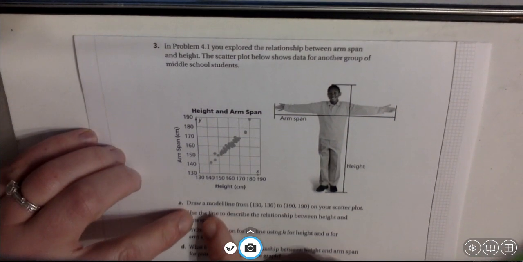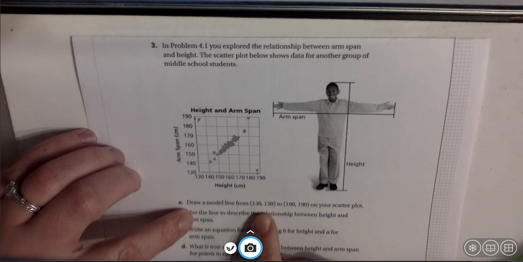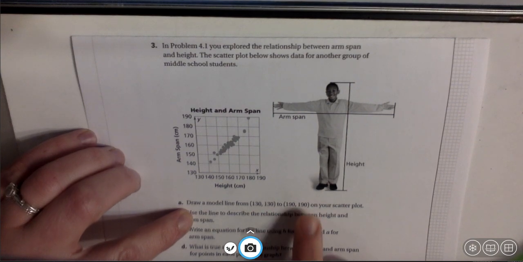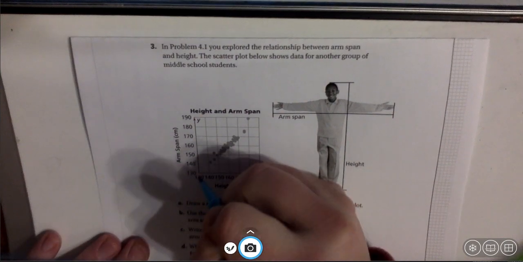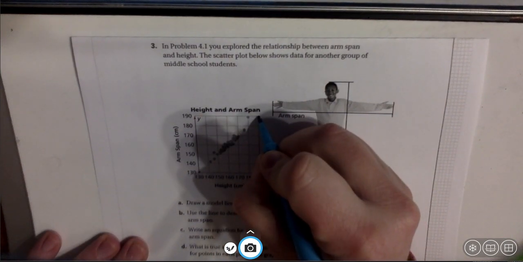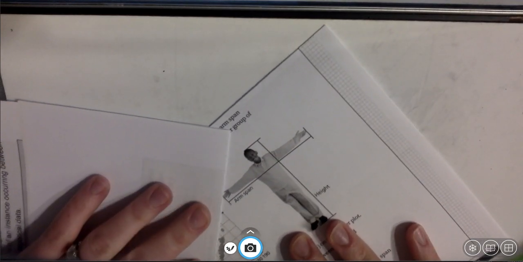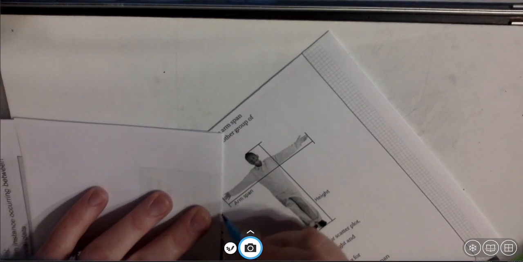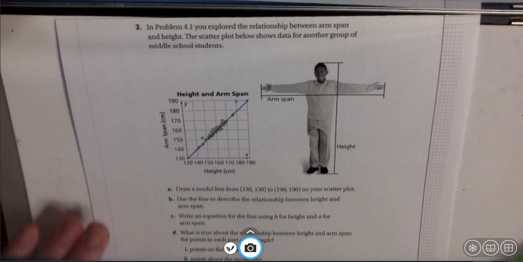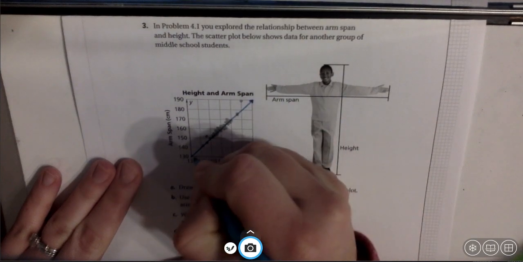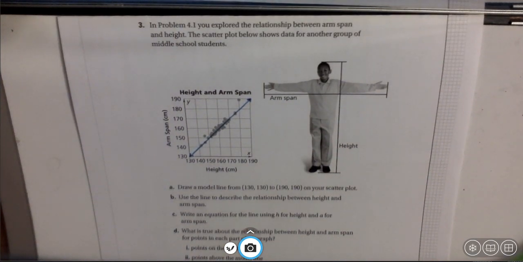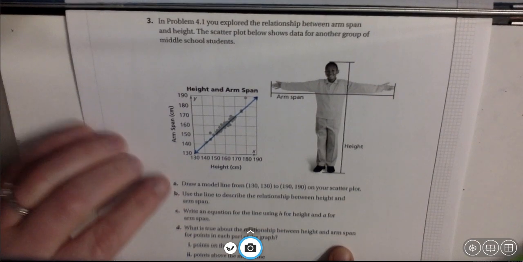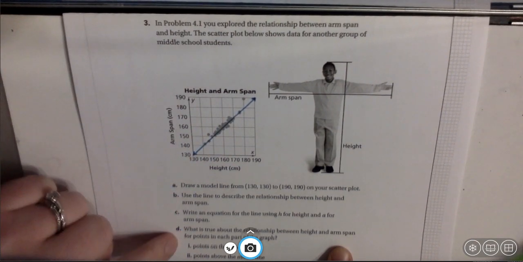To start out with, we're going to draw a model line that goes through the points 130, 130 and 190, 190. Essentially from one corner of this graph to another corner of this graph. As we draw that line, we are then going to use it to make predictions and compare what we see in the data versus what we actually see on the graph. So we've drawn a line that would extend out in both directions, and we can now use this line to describe what we see here.